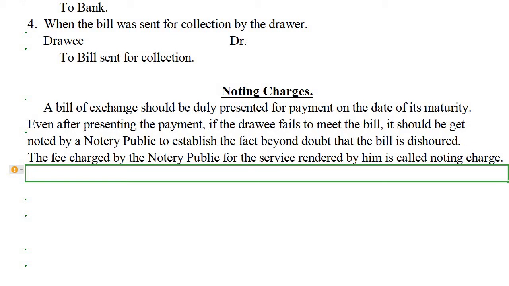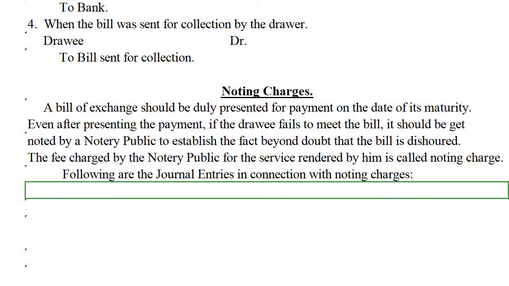So we have to pay the noting charges. Who has to pay? The holder of the bill. That can be the drawer or the bank or the creditor. Isn't it? So in each of the above four cases, the noting charges are to be paid. So we can write the journal entry for noting charges. Following are the journal entries in connection with the noting charges.